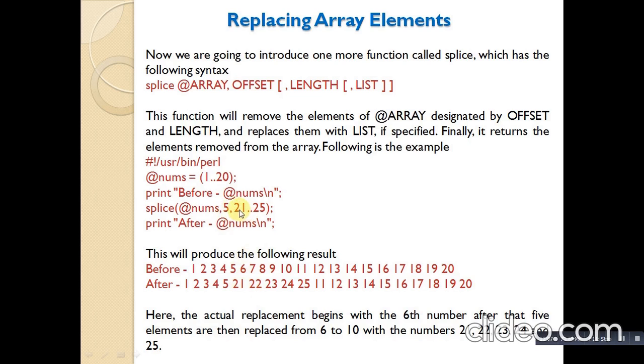So where is the list? Which ones have to be replaced? 21 to 25 has to be replaced. Now 6 is replaced by 21, 7 is replaced by 22, 8 by 23, 9 by 24, and 10 is replaced by 25, and as usual the rest of the list is going to display. So here is the actual replacement, beginning with the 6th number.